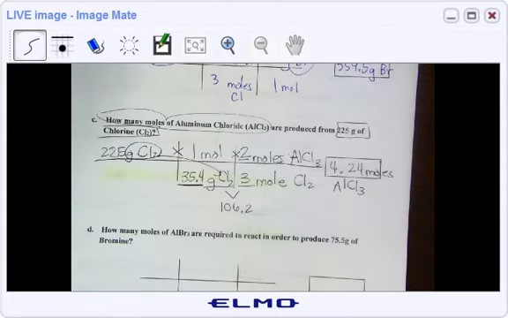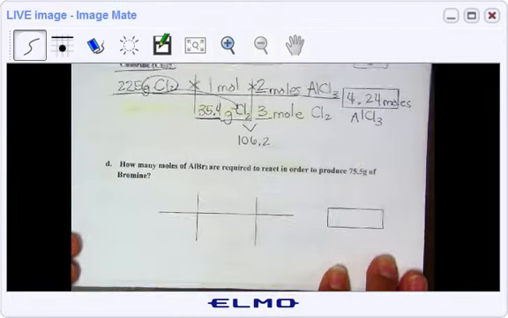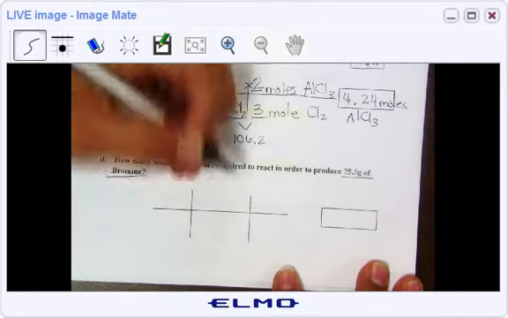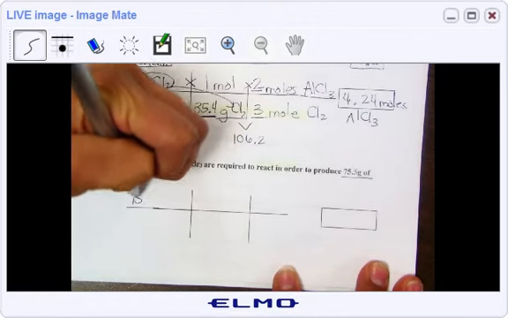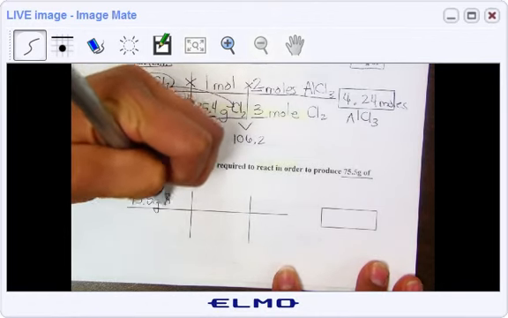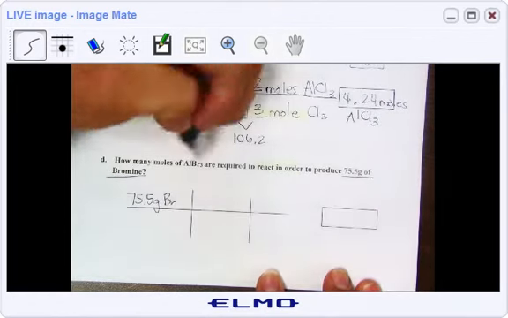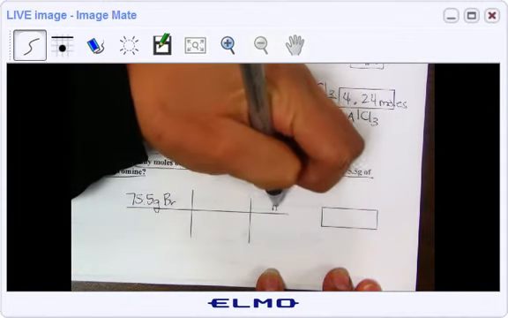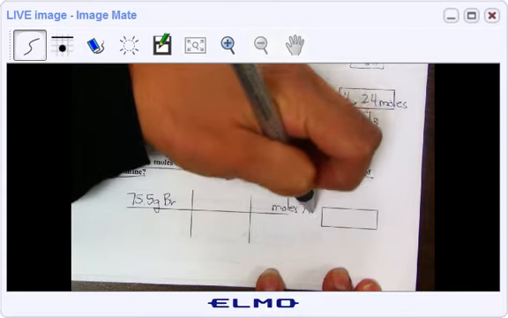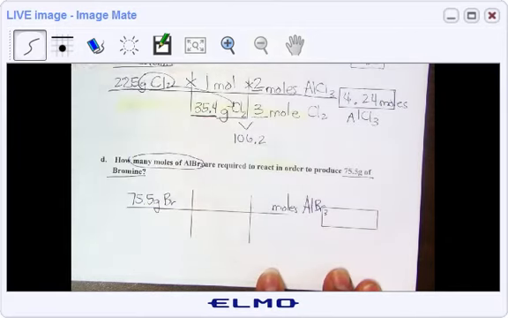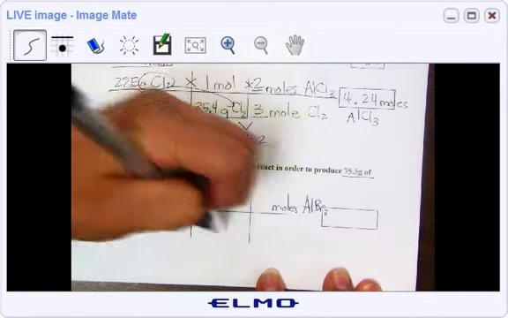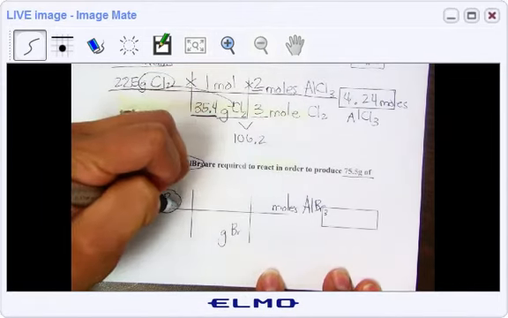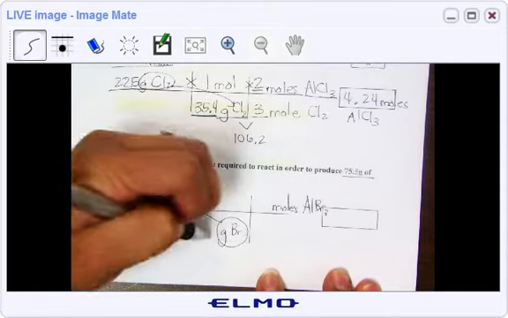I'm going to move on to D at the very bottom. I can just start off with the number they gave me. 75.5 grams of Br. What do I want? How many moles? I'm looking for moles of AlBr3. Okay, if this is grams of Br, this must be grams of Br. Okay, these two have to match.